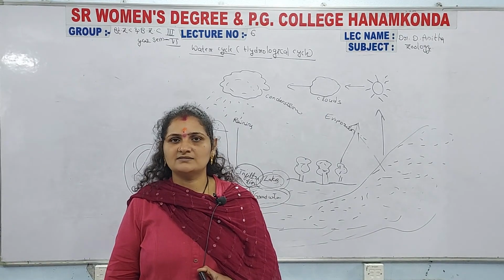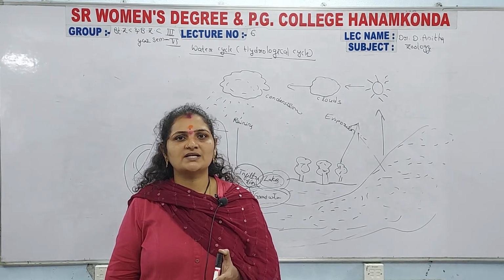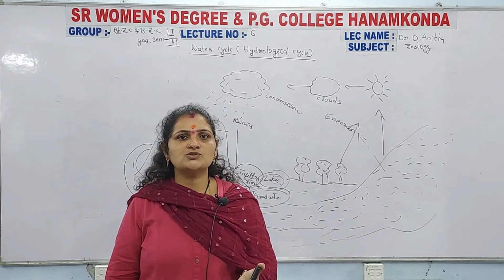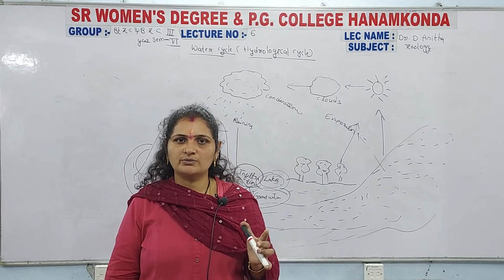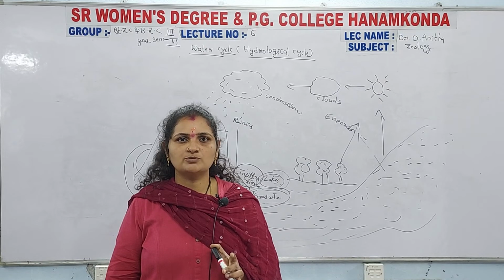Today's topic is over: the carbon cycle and the water cycle. Two cycles are completed in today's class. So we move on to discuss the phosphorus cycle tomorrow. That is the last cycle in your biogeochemical nutrient cycles, and we will discuss it tomorrow.